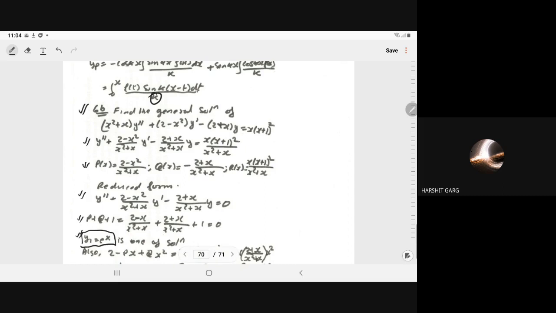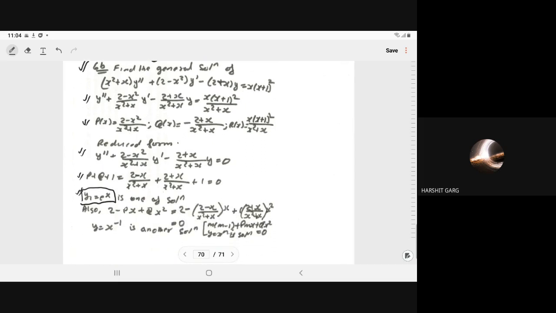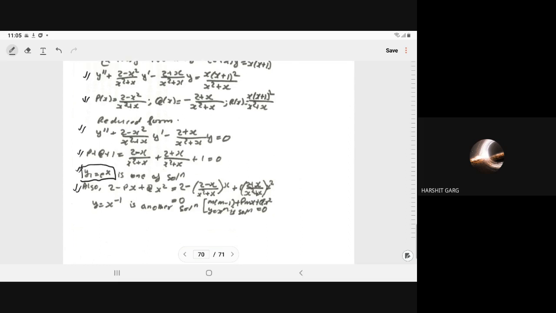If by chance you are not able to determine the second linearly independent solution by inspection, then you can go through article 16: y2 = v y1, where v = integral of (1/y1^2) e^(-integral of p dx) dx. But in this question, we can see that 2 - p x + q x^2 is also 0. So this implies that x^(-1), or y = 1/x, is another solution.